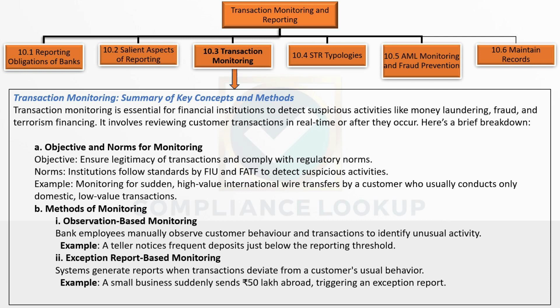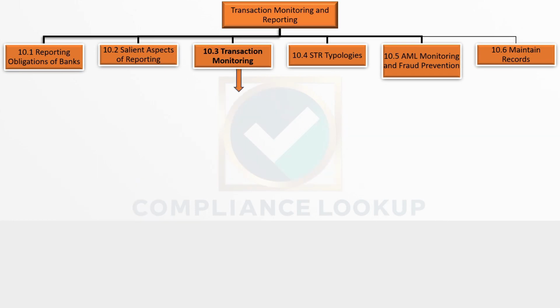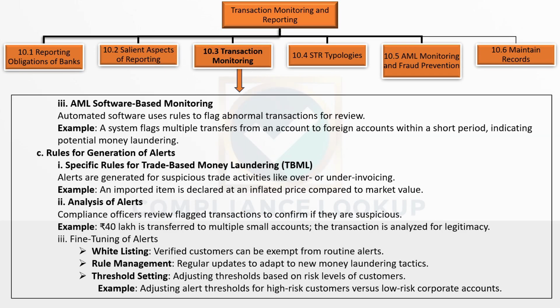Third, AML software based monitoring. Most banks use specialized AML software to monitor transactions. This software uses algorithms and rules to flag transactions that deviate from expected norms or raise red flags based on predefined criteria. Example. A bank's AML software detects unusual patterns in transactions from one account, such as sending funds to multiple foreign accounts in a short period, which could indicate layering in money laundering.